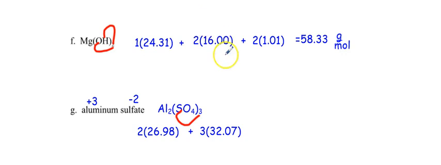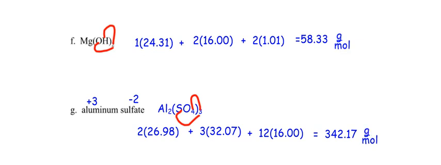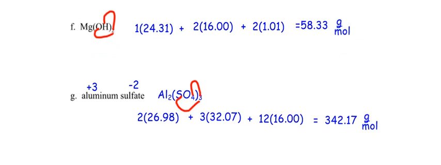All right, now what? How many oxygens do I have? Well, what's 3 times 4? Ooh, that's a big number. You end up with 12. So when you add them all up, all right, what do you get? 342.17. And again, what unit do I put on this? Grams per mole. So that is the end of this page, all right?